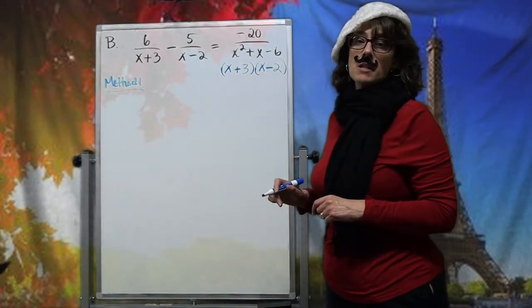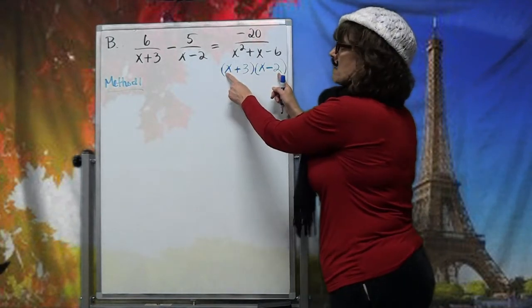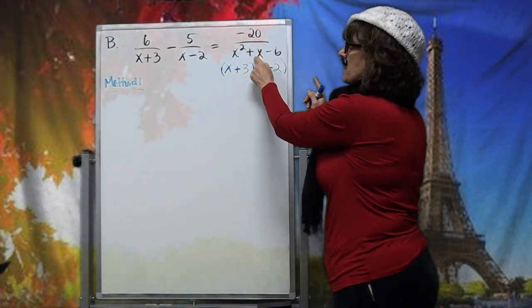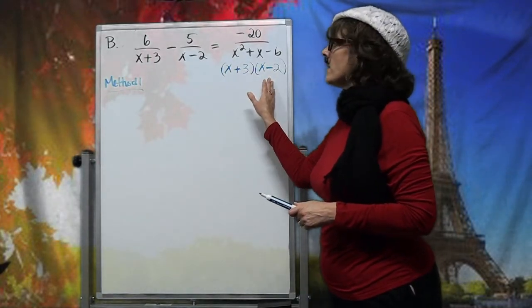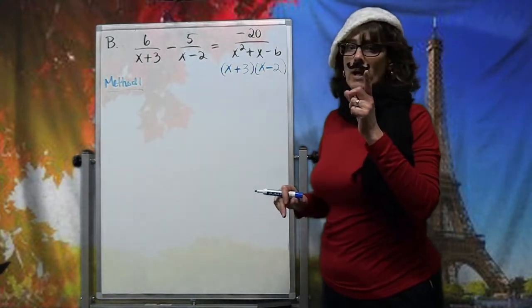Check my outsides and insides to make sure it works. Out here I get a -2, in here a +3. Yep, that gives me the positive x that I wanted. So this is my factored form. So now that I look at all these denominators, I say, no, wait a minute.